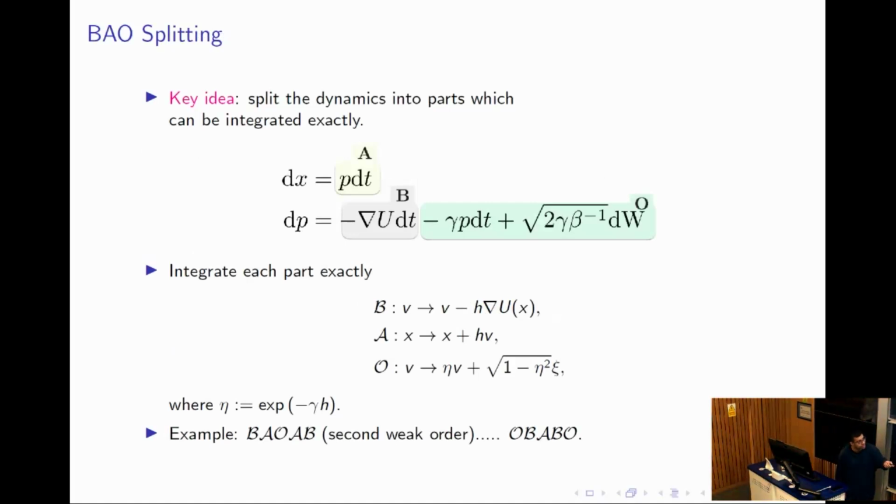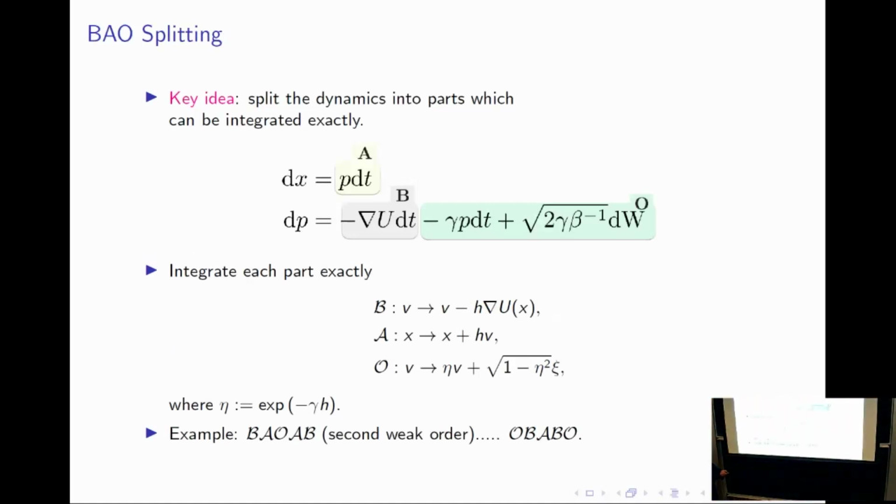For example, this is the easiest one to pronounce, which is OBABO, and this is BAOAB. So these have very interesting names. And the idea behind why they have different letters, or why there are different numbers of letters, is that in this example, you have 2 B steps, 2 A steps, and 1 O step.